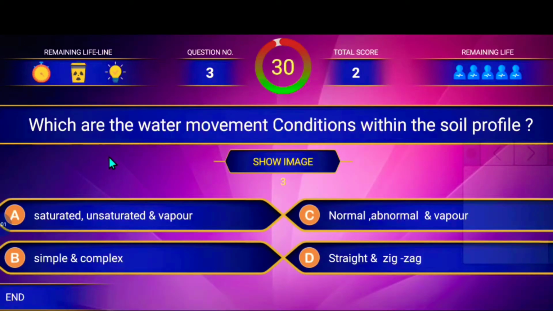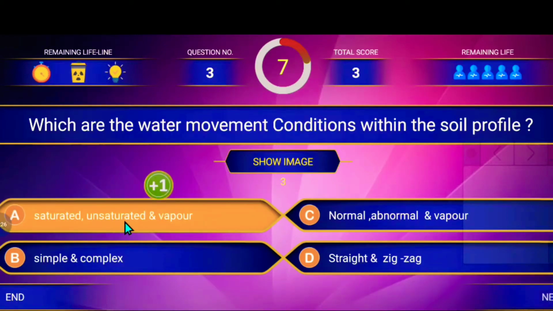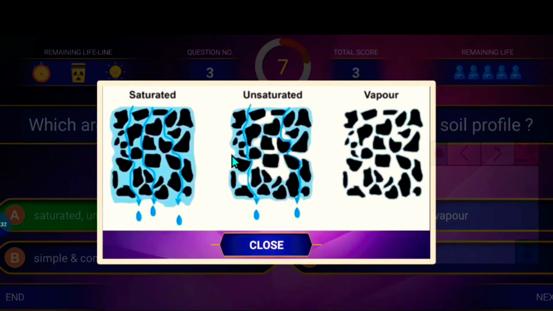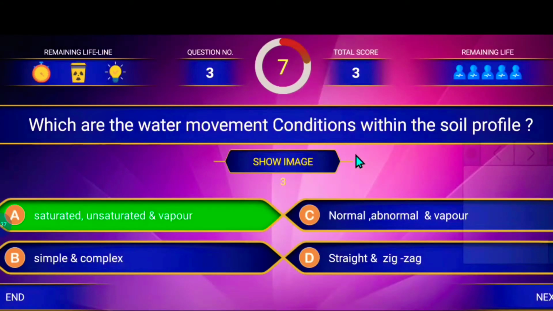Which are the water movement conditions within the soil profile? The first option is saturated, unsaturated and vapor. Second option is simple and complex. Third option is normal, abnormal and vapor. And the fourth option is straight and zigzag. So the correct option is saturated, unsaturated and vapor. You can see here the saturated, unsaturated and vapor conditions. This is saturated, this is unsaturated and this is vapor phase. These are the three conditions for the movement of water. We'll go to the next question.